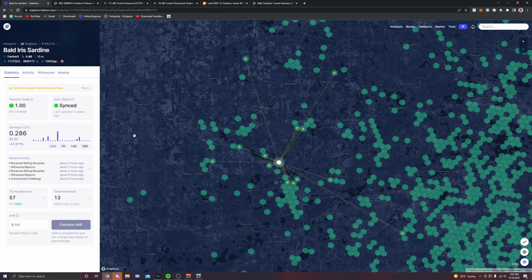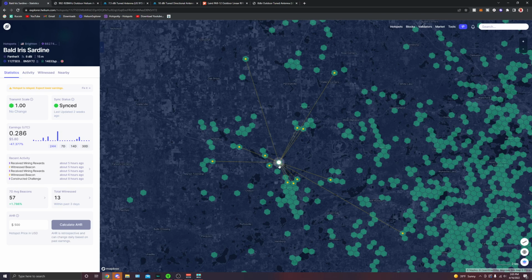So when I first used my rack, this was back when earnings were up. So I was making $8-$9 a day. When I first set this miner up with a rack 8 dBi antenna, and then I bought an IoT off-grid tuned omnidirectional 8 dBi antenna, my earnings jumped up to $14-$15.